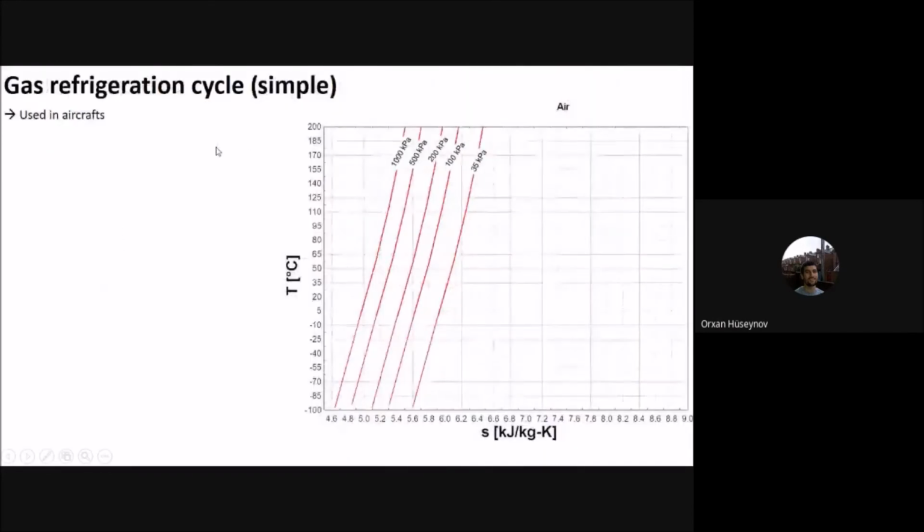Now comes the gas refrigeration cycle, and it is also of two different types. One is the simple one and the other is the bootstrap one. It is used for aircraft, where you are trying to cool the cabin of the aircraft. The cabin of the aircraft is hot.